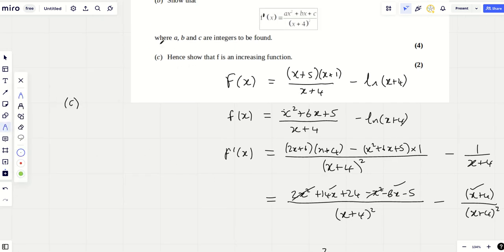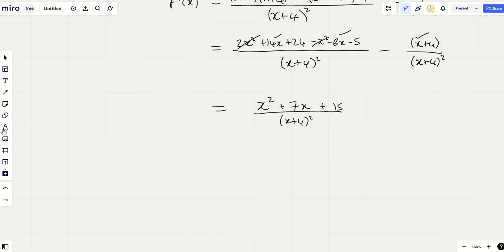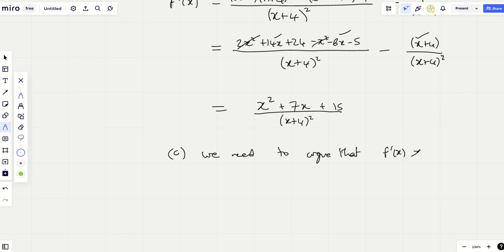Okay, hence show that f of x is an increasing function. Why is this an increasing function? Well, let's write it down here. Increasing functions have positive gradients, so we need to argue that f dash of x is greater than 0 for all x.